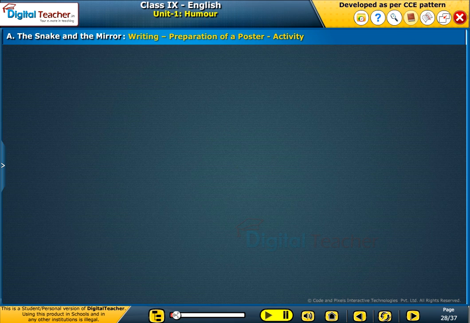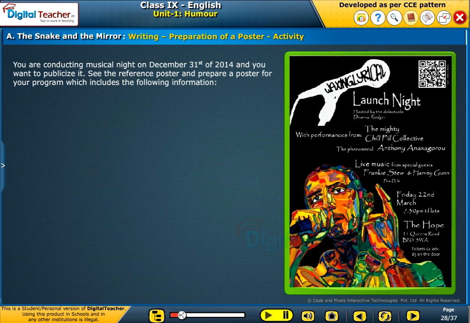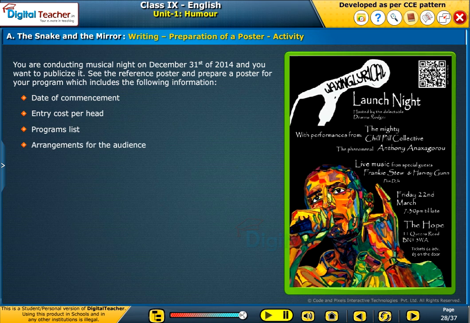Take up the following activity. You are conducting musical night on December 31st of 2014 and you want to publicize it. See the reference poster and prepare a poster for your program which includes the following information: date of commencement, entry cost per head, programs list, arrangements for the audience, special guests.